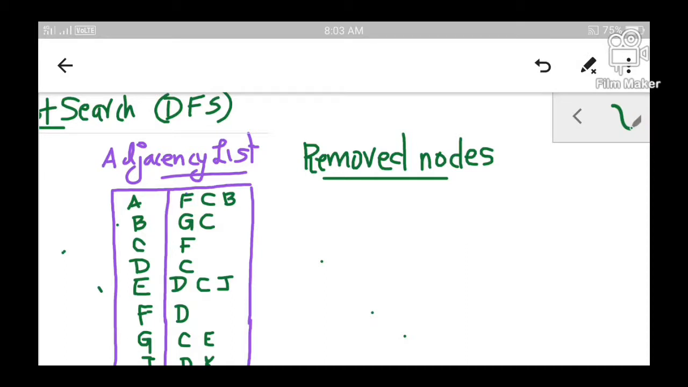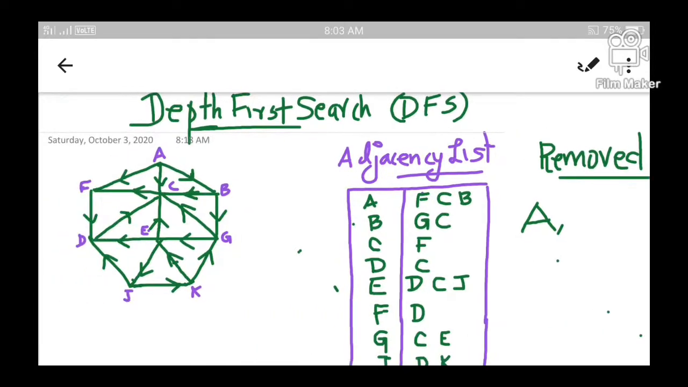Okay, so I have removed node A, so I am storing it in the removed nodes section. Now comes step number 3. Step number 3 says once a node is removed, you have to identify all the adjacent nodes of this removed node and push each of these adjacent nodes onto the stack. The node removed is A, and the nodes adjacent to A are F, C and B.